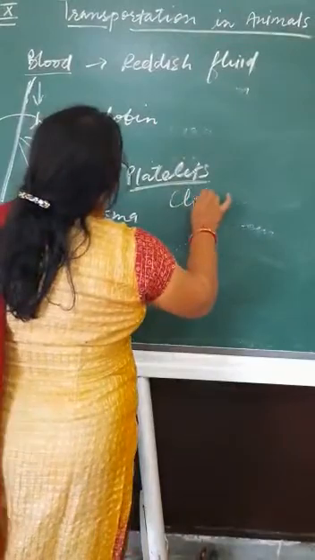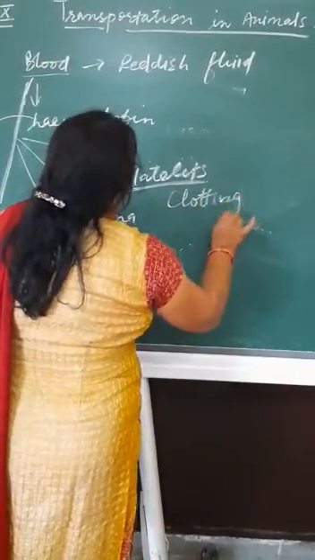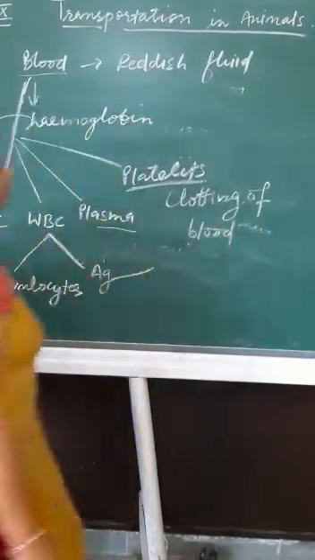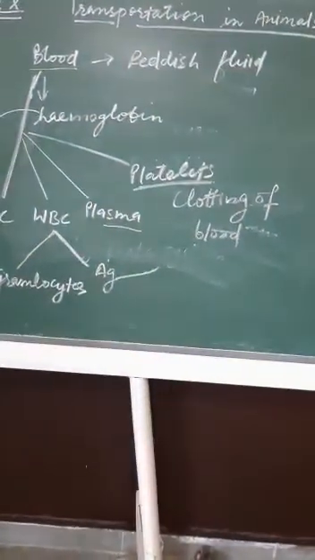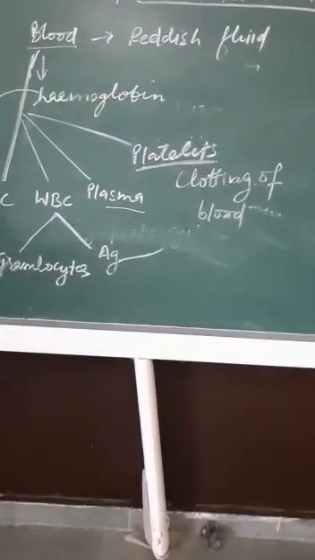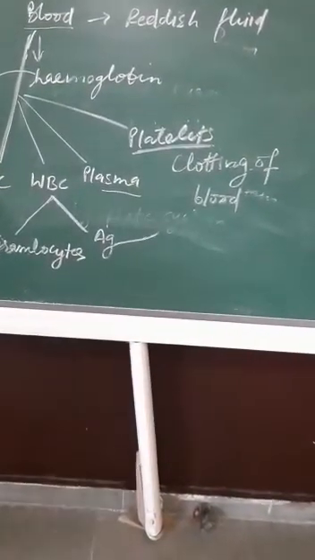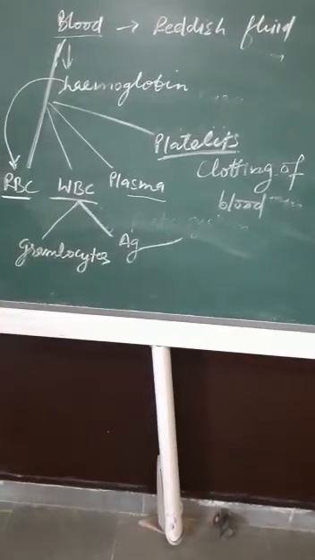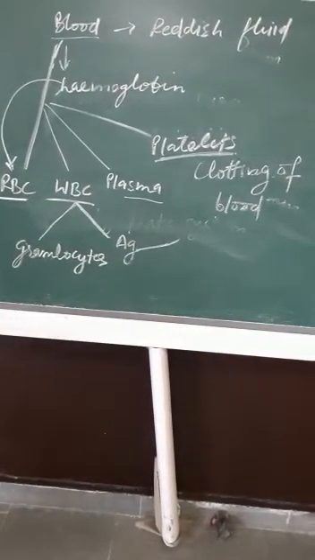Clotting is, son, many times we get hurt. Have you seen what forms there when the blood stops flowing? Fiber forms there. That is clotting and that is done by the platelets. Now the difference between the RBC and the WBC we will do in the Zoom session. So do revise this.